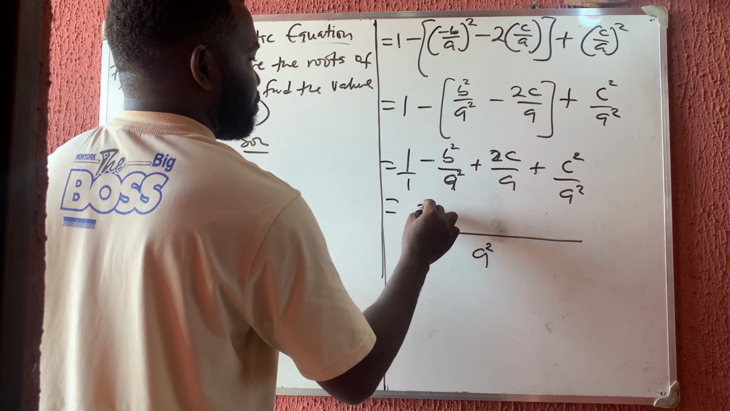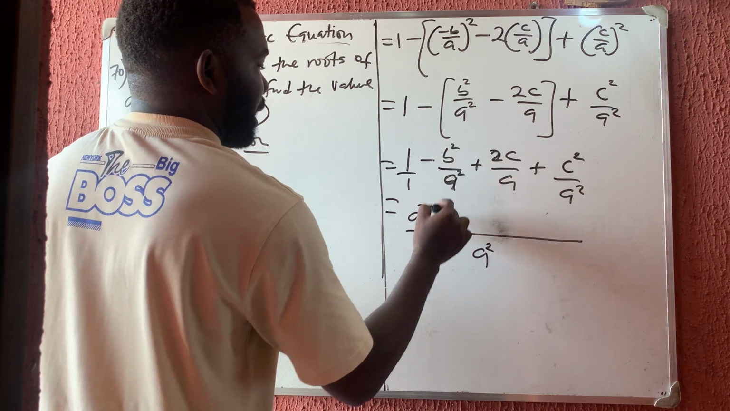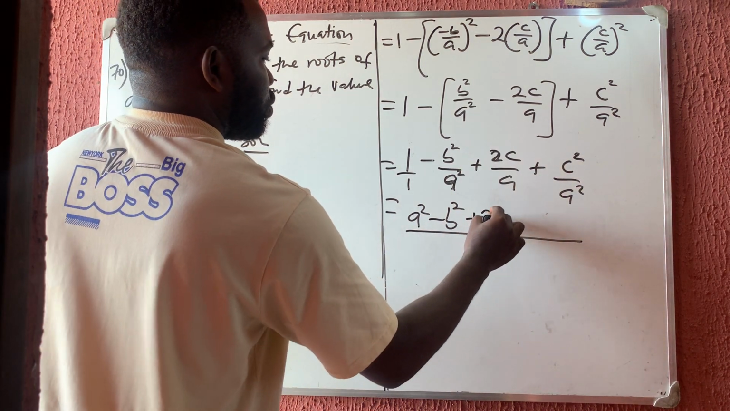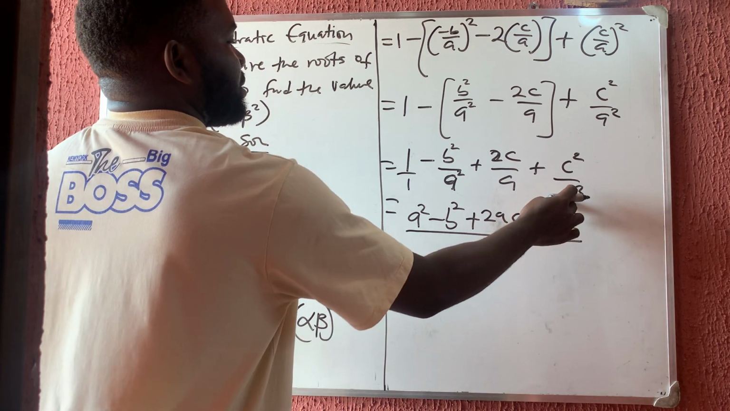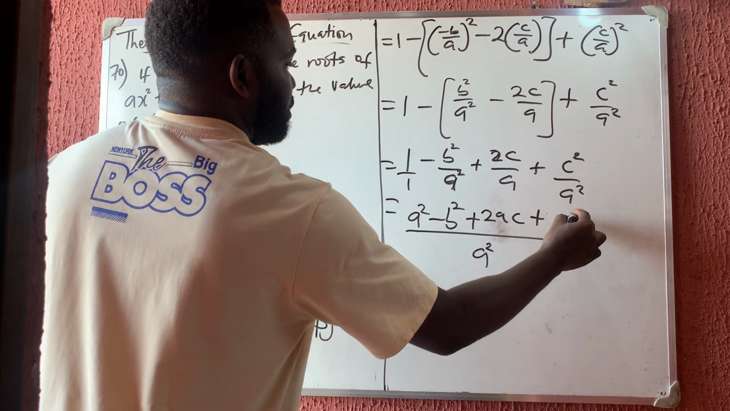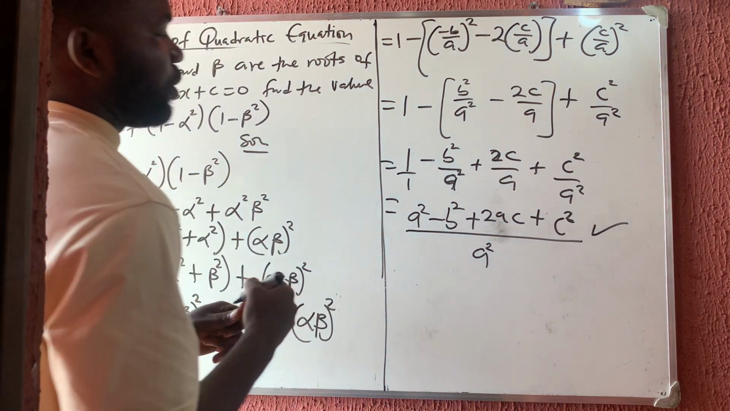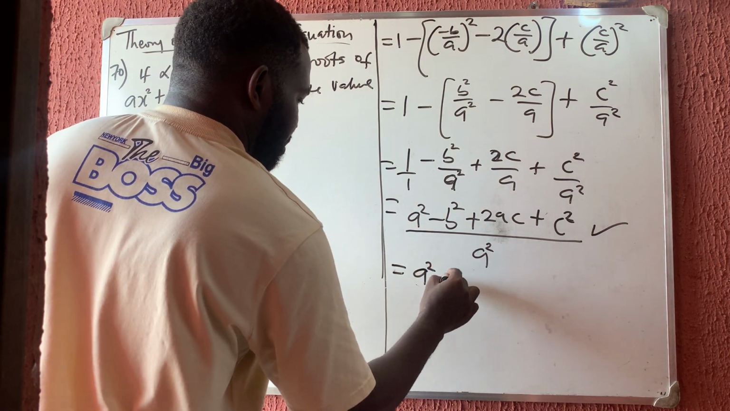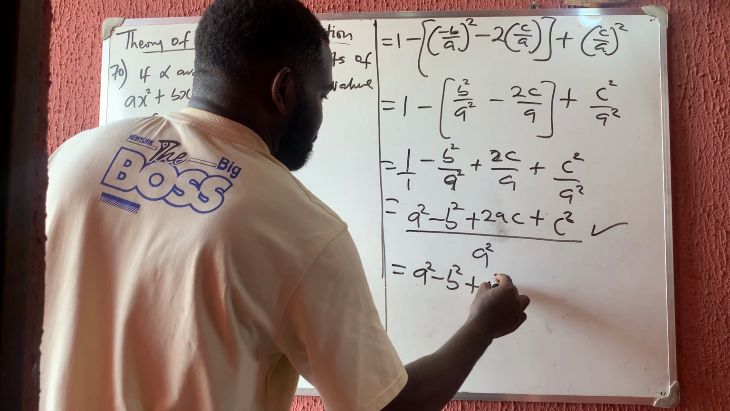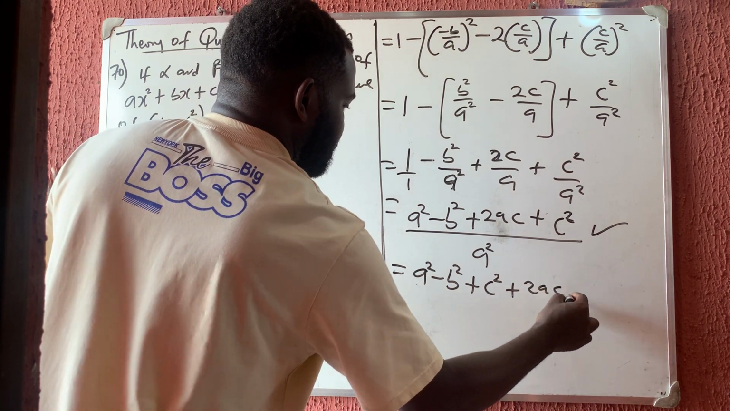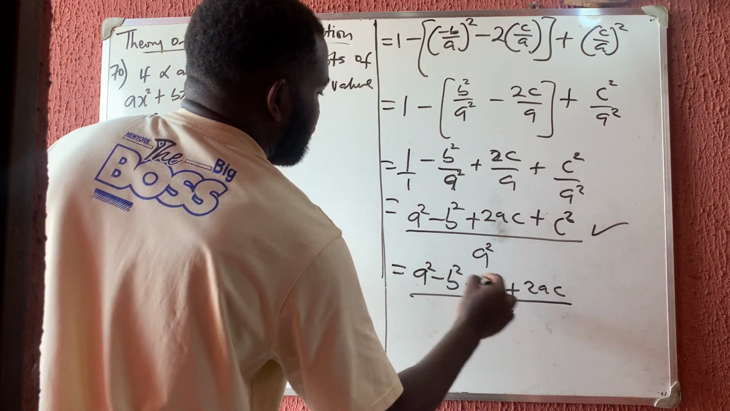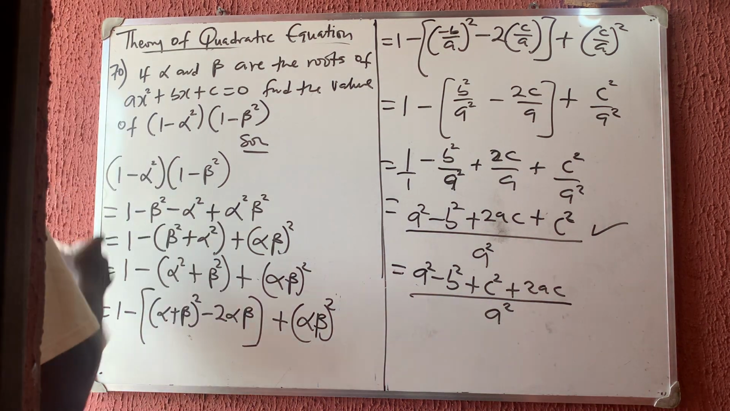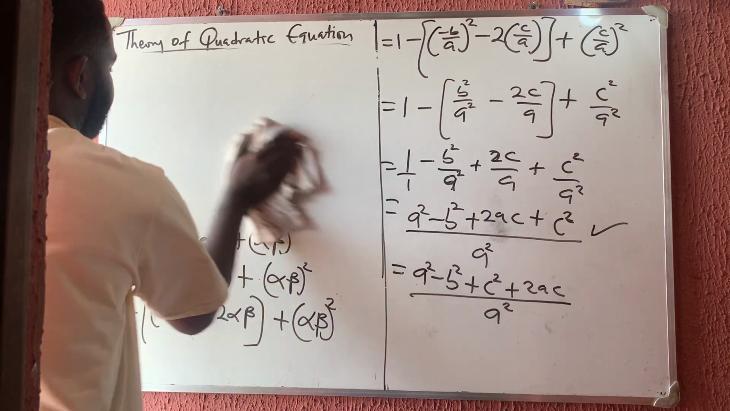Divided by 1 times this, I have a squared here. This divided by this, 1 times this, I have b squared here. This divided by this, a times this, I have 2ac. This divided by this, 1 times, I have c squared. So this is the solution. Let me write it very well. I'm going to have a squared minus b squared plus c squared, then plus 2ac, everybody over a squared. So that is that for that. Then question number 71.